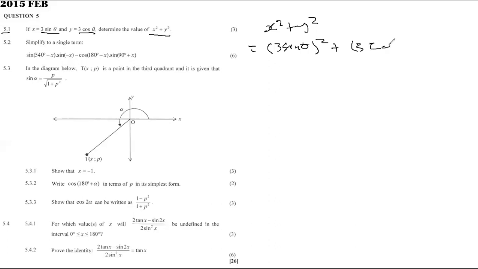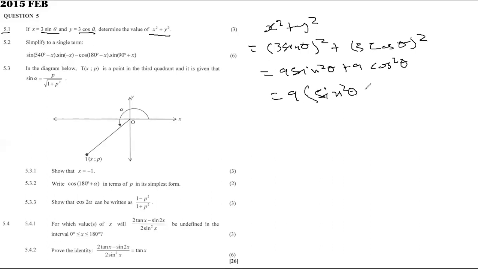3 cos theta all squared, and this is of course 9 sine squared theta plus 9 cos squared theta. And really at this point you see 9 is a common factor, and then we know this identity here, that this is going to be 9 times 1, which is equal to 9. All right, so quite straightforward.